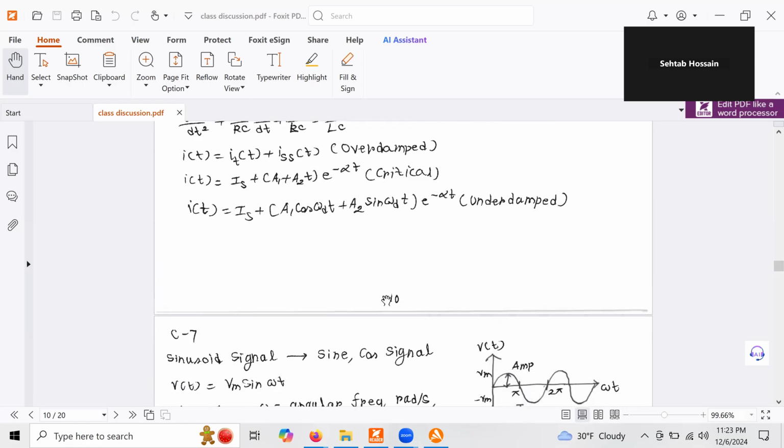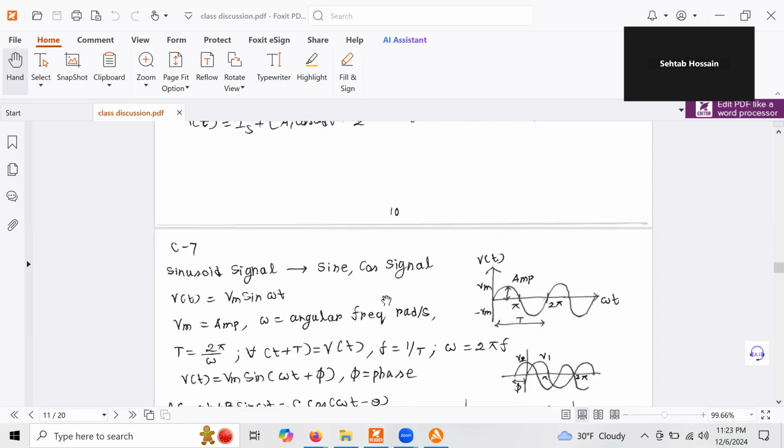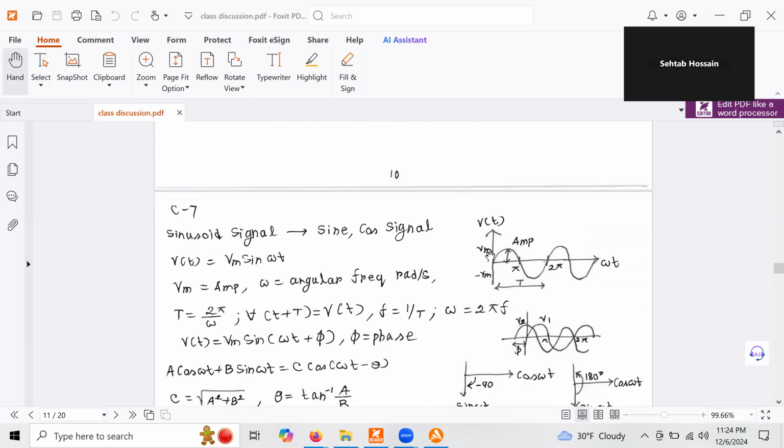So let's talk about the AC circuit part. In AC circuit, we apply sinusoidal signal. What is a sinusoidal signal? A sinusoidal signal will be either a sine or cos signal. This one is an example of a sinusoidal signal. This is a sine signal, where we express this sine signal v(t) as Vm times sine omega t, where Vm is the amplitude, omega is the angular frequency, and its unit is radian per second.